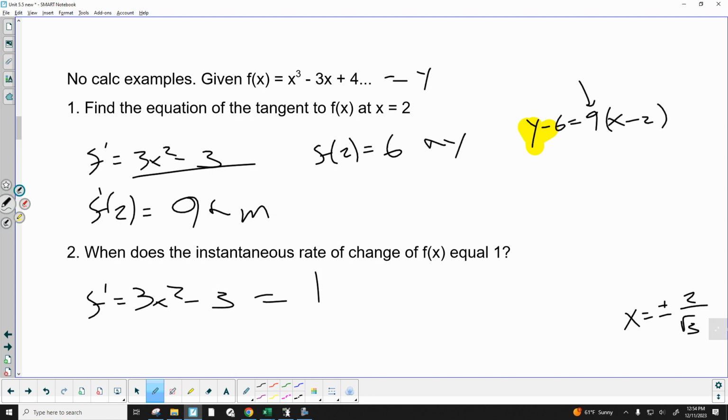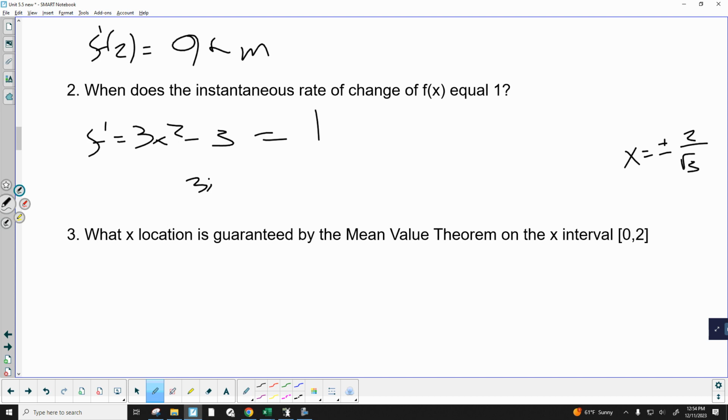And then, don't forget, you get an M equation. You could set it equal to an M you're looking for, and you could solve. You get plus or minus 2 over root 3 or 2 root 3 over 3.